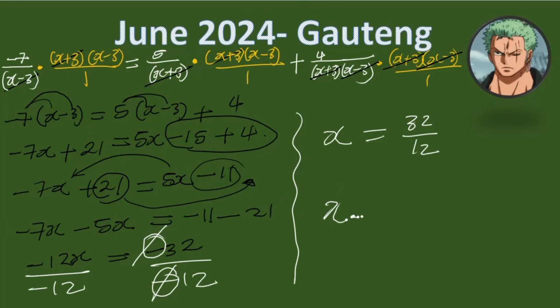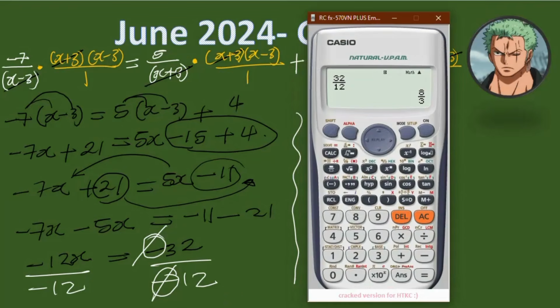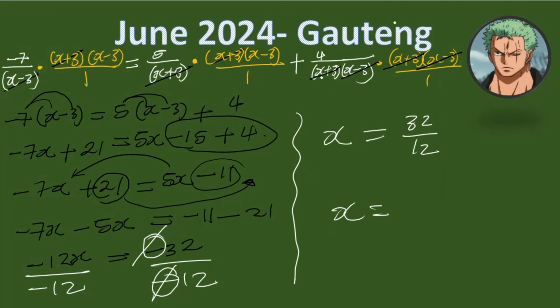Now, let's write this properly. The pen is tired now. How much was that? 8 over 3? Yes. 8 over 3. Now let me tell you something. Do you understand how many steps we went through just to get to this answer?